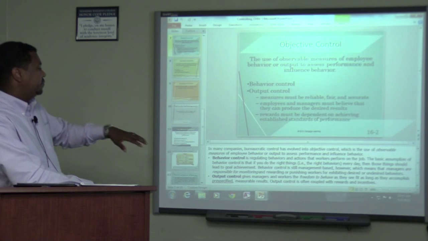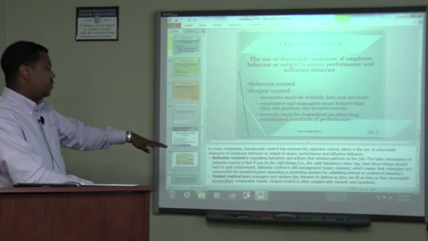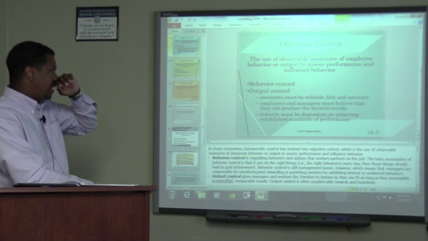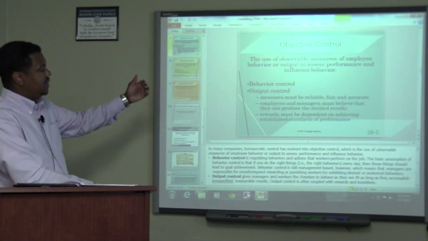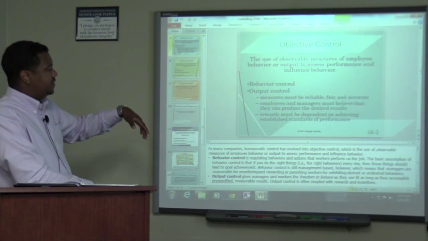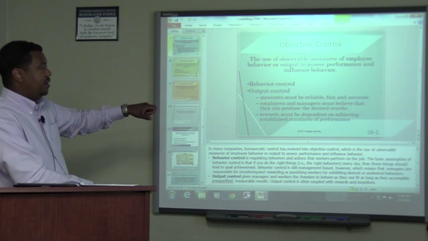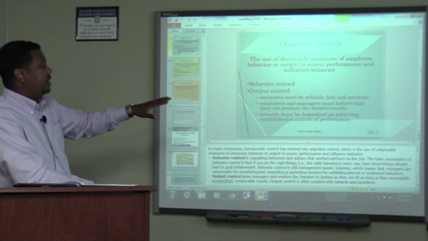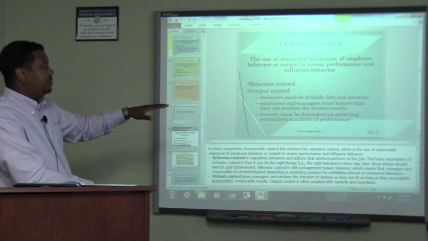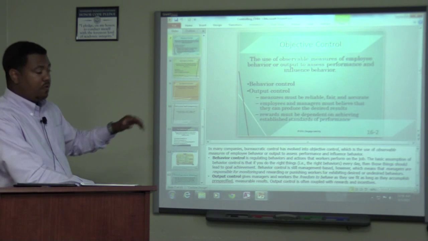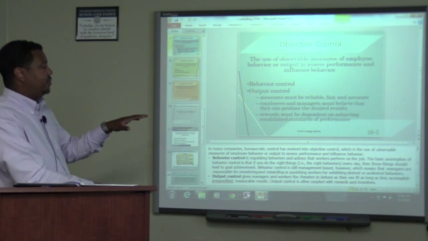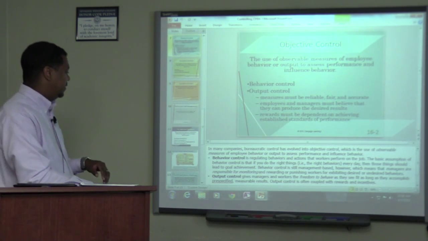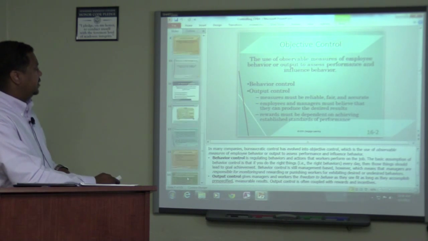So let's look at the ability to regulate those overall behaviors. A good example of that would be effective customer service. Do we have a mechanism in place to assess that? And then, of course, output controls, making sure that they are reliable, they're fair, they're accurate. Make sure employees and managers believe that they can produce the overall desired reports or results. And also making sure rewards are dependent upon achieving established standards that we have set forth within our organization.